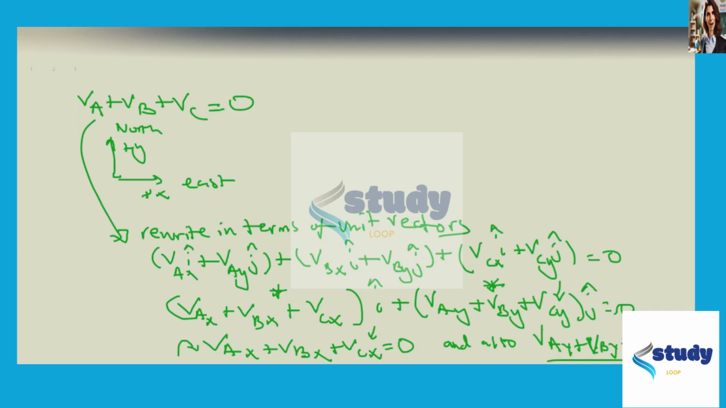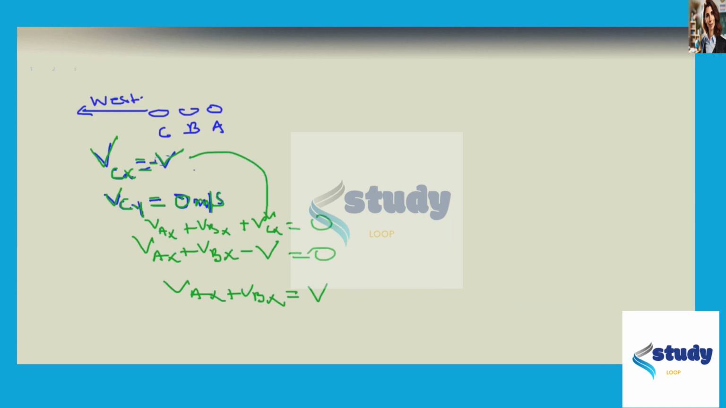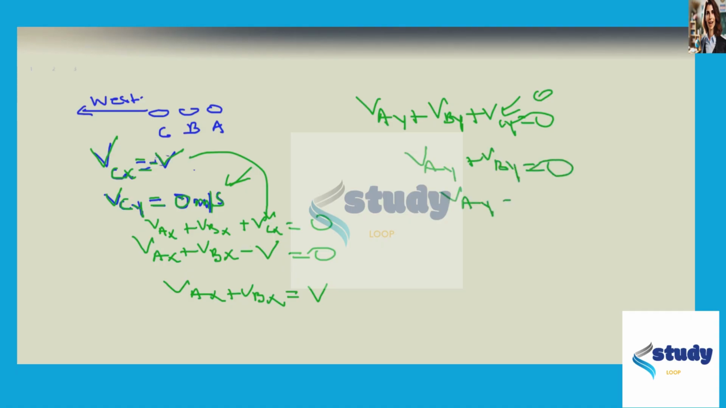Remember, Vcy is 0. So when we take Vay plus Vby plus Vcy, that equals 0. But remember, Vcy is 0, so this is 0. And so we're left with Vay plus Vby equals 0. That just means that Vay equals negative Vby. So these are the component velocities for x and y.